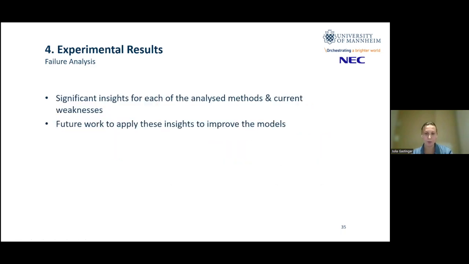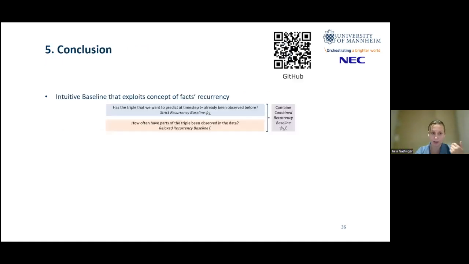By looking at this in more detail, we find some insights for each of the analyzed methods and their current weaknesses. This could lead to future work applying these insights to improve these models, so they no longer have these weaknesses. We argue that by comparing with these baseline results, it's easier to find the problems, because otherwise an MRR of 70 would probably look good enough. Okay, so to conclude, we introduced this baseline, which employs the concept of fact recurrency by having the strict recurrency, the relaxed recurrency, and a combination of both.